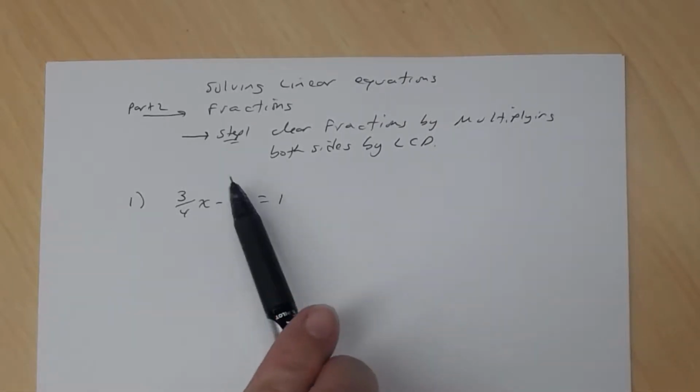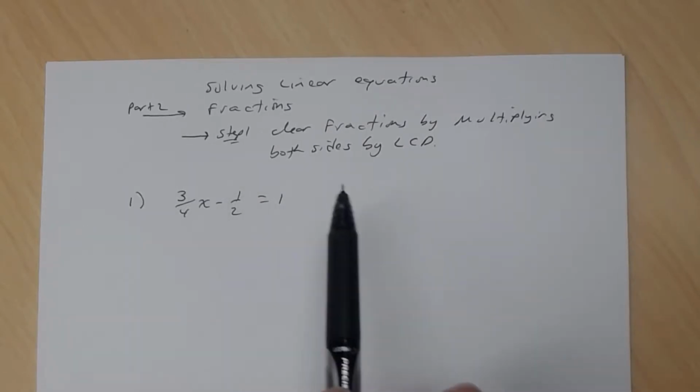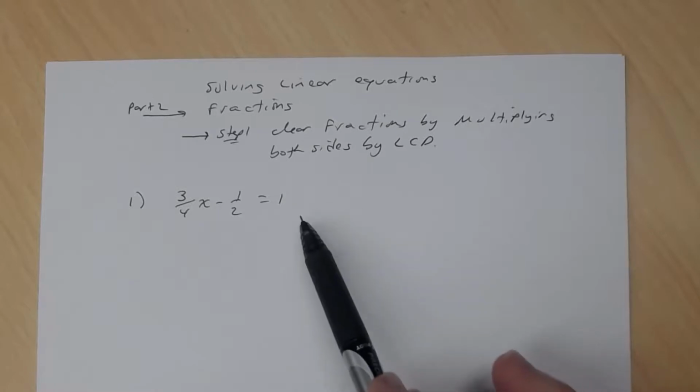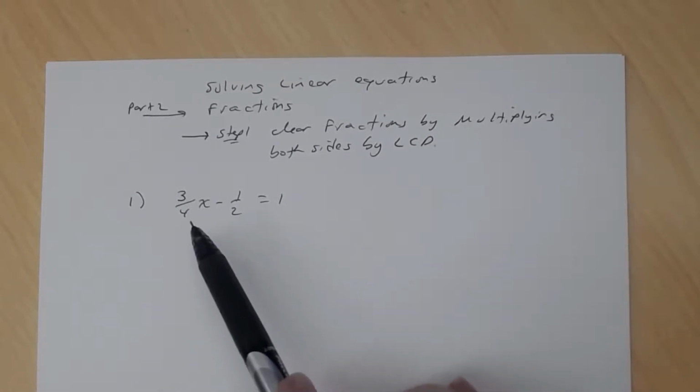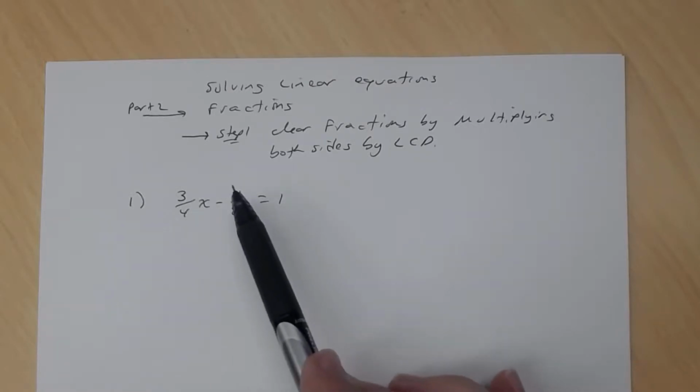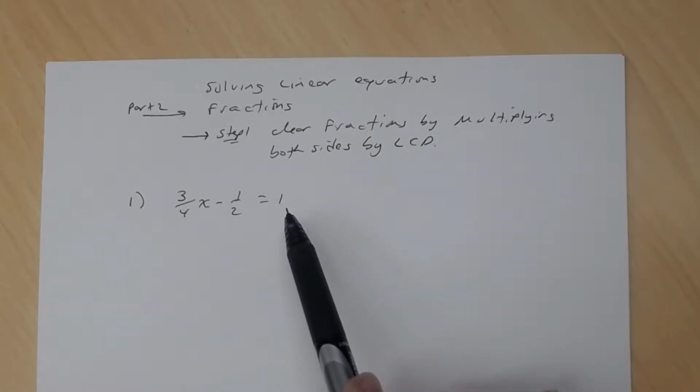Okay, so the first thing you want to do in this lesson is to clear the fractions, and we're going to start talking about multiplying both sides by the LCD. And so if you look at your equation, there are three terms. There's this term here, 3/4 x. There's this term, -1/2. And then there's this term.